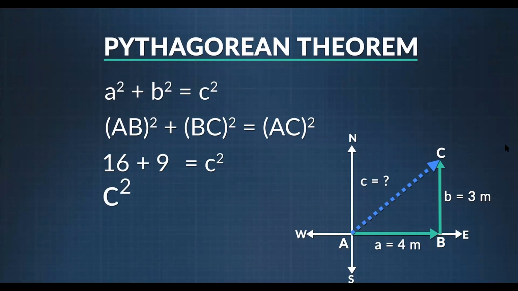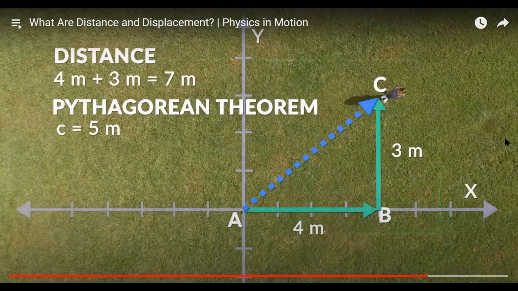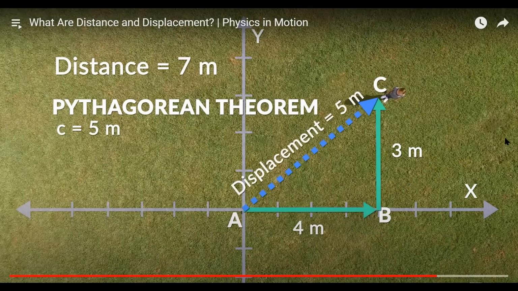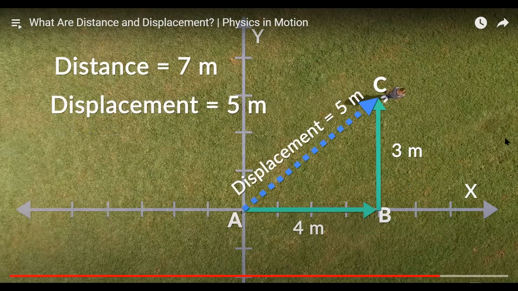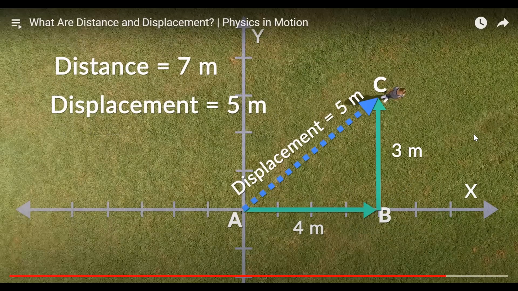Hence, c squared is equal to 25. If we take the square root on both sides, we find out that c is equal to 5 meters. So even though the distance we traveled in our journey from A to C is 7 meters, our displacement is 5 meters. Remember, displacement is a vector quantity, so it has both magnitude and direction. So our displacement is actually 5 meters northeast.